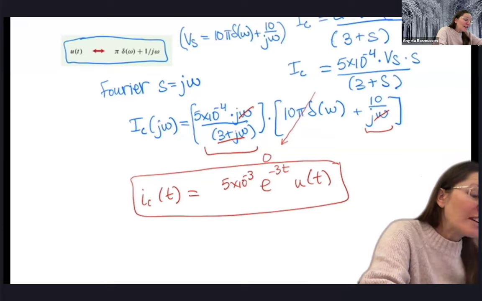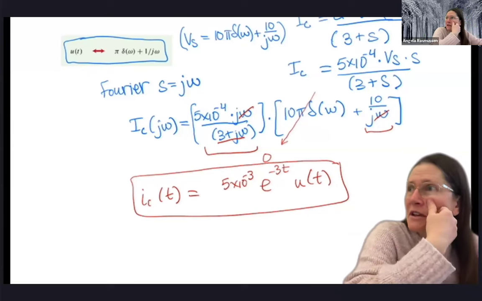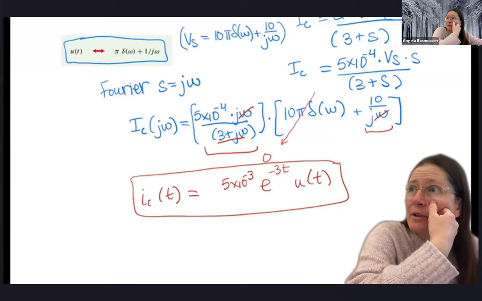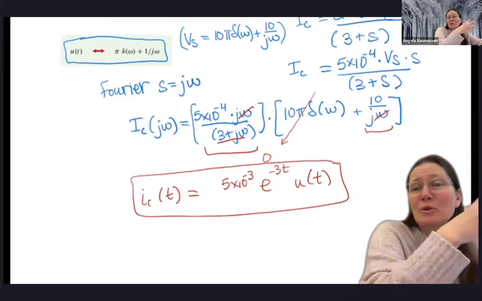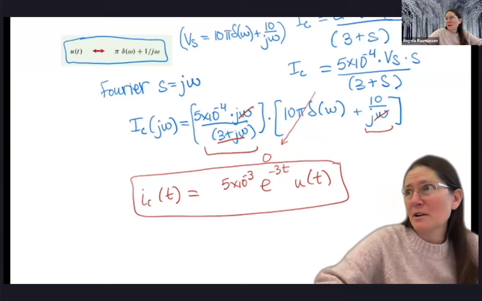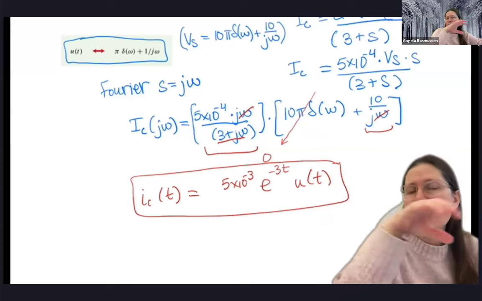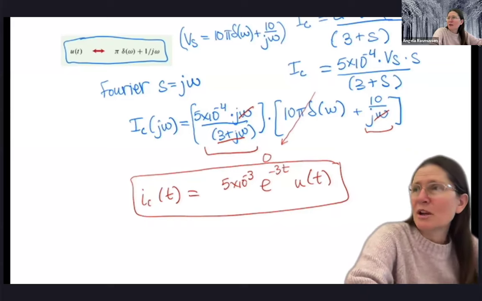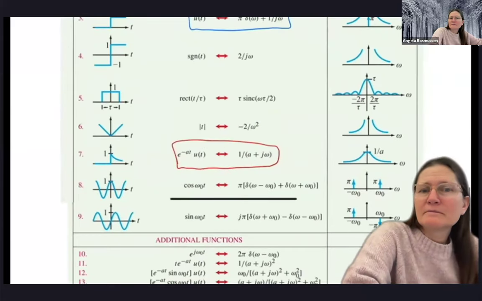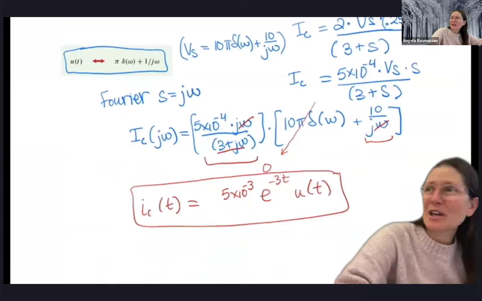Okay. So the 10 pi delta function, when you take the inverse, that actually goes to zero. The integral of it goes to zero. So that's what you're going to watch in the derivation that I do on the videos. So that portion goes to zero. So you're just left with the 10 over j omega. When you multiply that, the j omegas cancel. And then remember the constants on the top just come out. So that's 5 times 10 to the minus 3. And so you're just left with the 3 plus j omega in the bottom. Okay. And then you use the transform for that. And that's it. So that's where that came from.